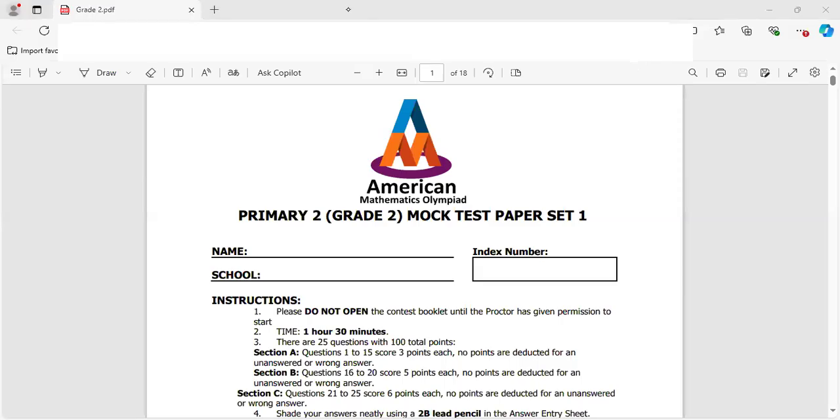Hello friends, today we will be doing AMO, which is American Mathematics Olympiad for grade 2 mock test paper 1. It has 25 questions and the total marks for this paper is 100. So let's just start.